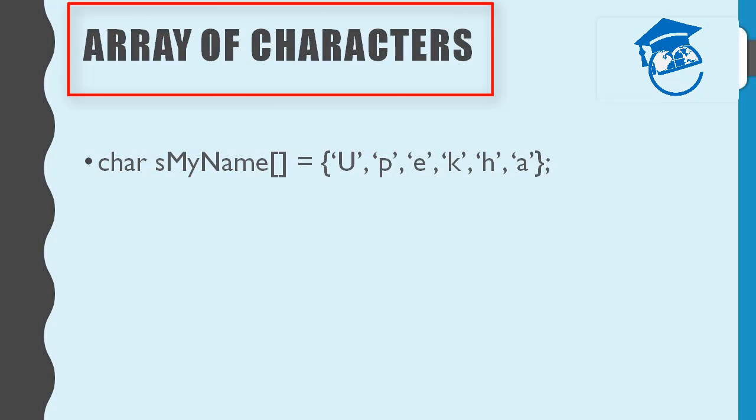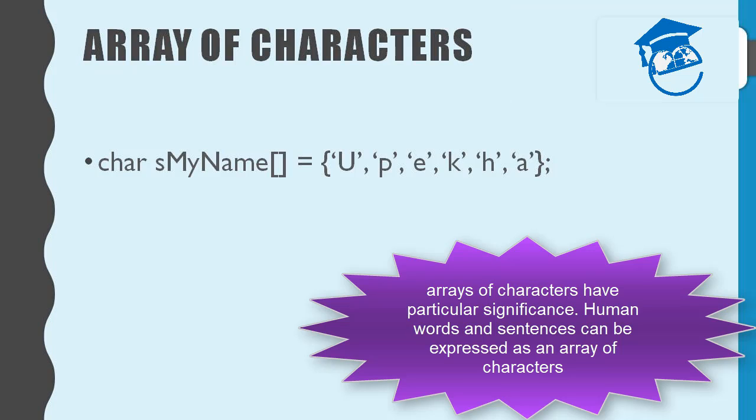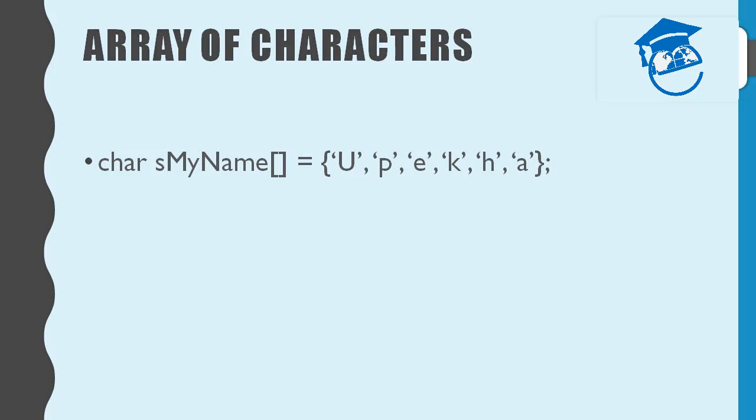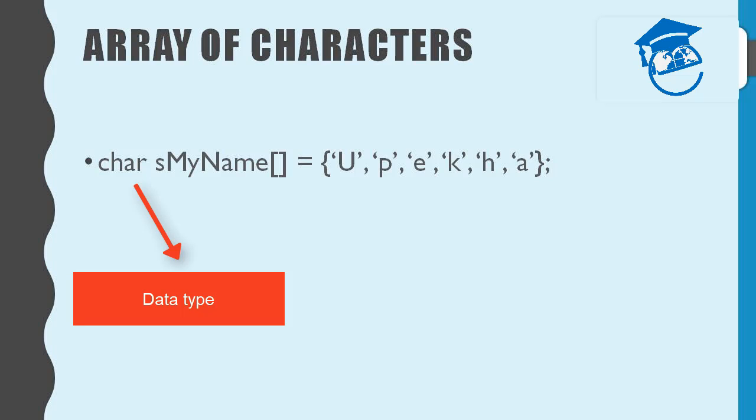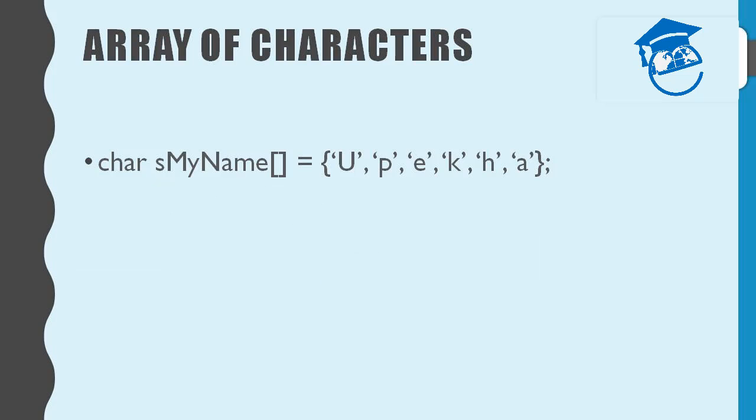The elements of an array can be of any type. Arrays of floats, doubles and longs are all possible. However, arrays of characters have particular significance. Human words and sentences can be expressed as an array of characters. An array of characters containing my first name would appear like this. So in this array, the data type is char, the name of this array is myname, and this is a one-dimension array. Now tell me, what is the length of this array and what is the last index position of this array?